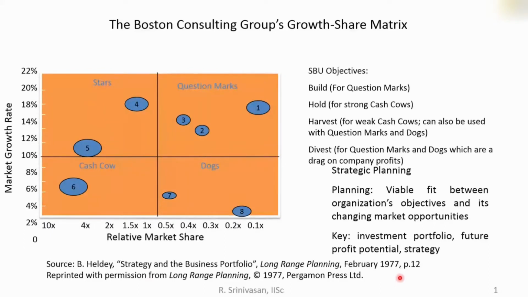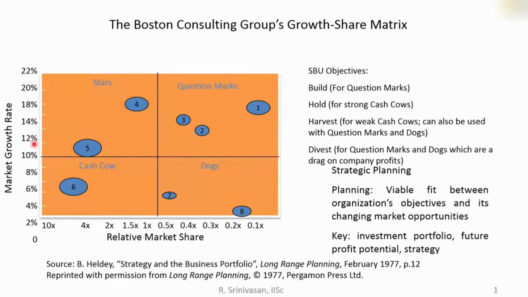Okay. So what does this matrix give? It plots the market growth rate against the relative market share of the company. Why is it called relative market share? Because it is relative with respect to the leader. As you can see, this graph is a semi-log graph. That is, the x-axis is on the logarithmic scale and the y-axis is on the normal scale. On the x-axis you have the relative market share, and on the y-axis you have the market growth rate.